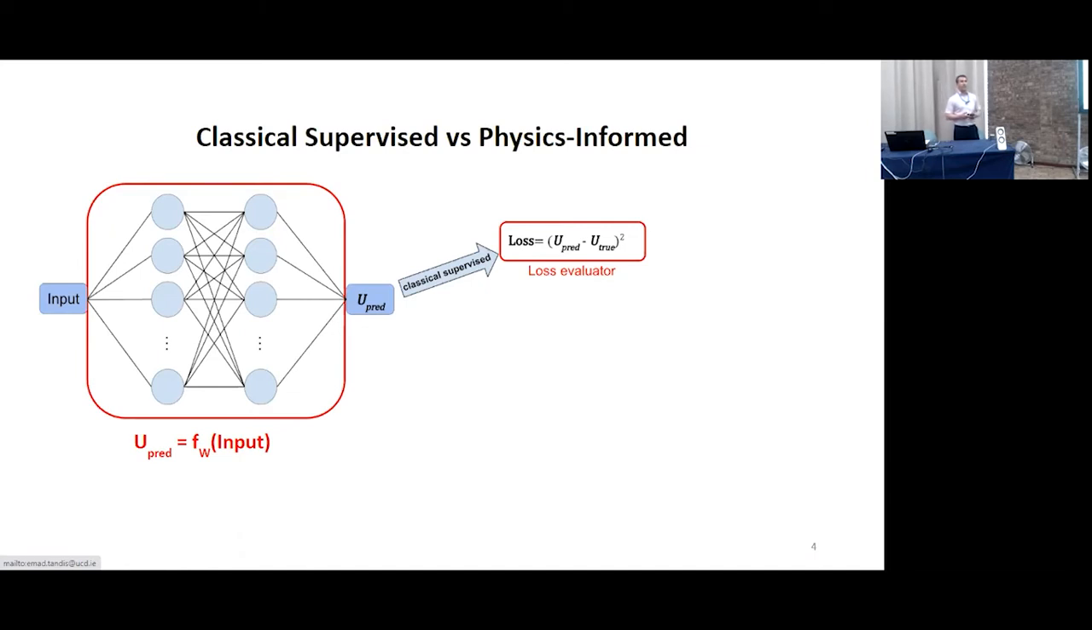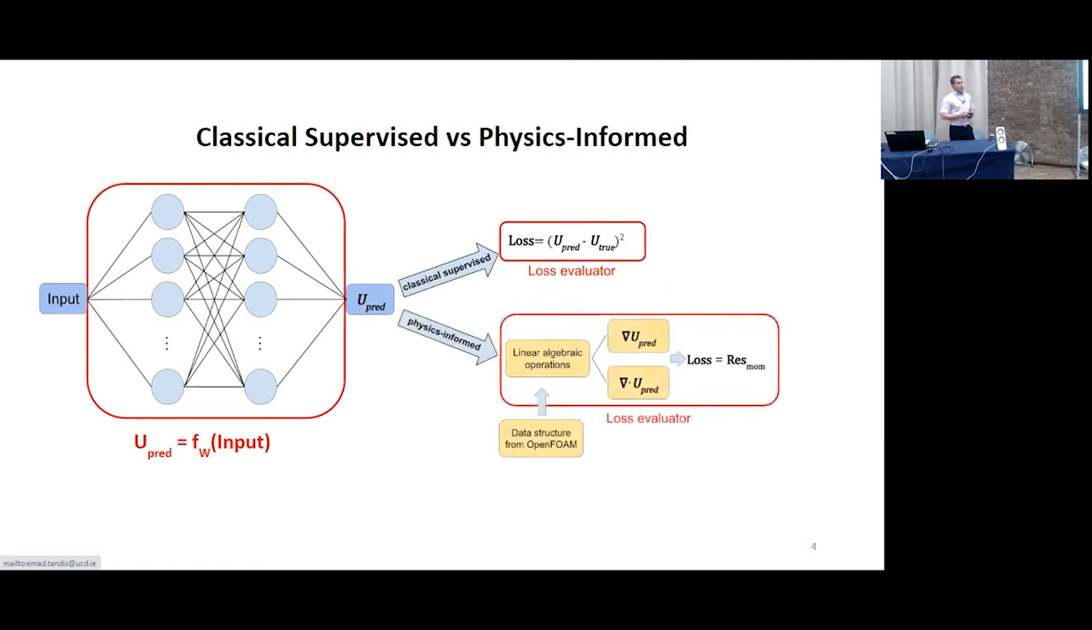So we need to solve many problems before starting the training process, and that requires time. Another approach is physics-informed. For physics-informed, we define the loss as the residual of the governing equation. In that way, we avoid using true data, but it also requires evaluating gradient and divergence operators, which requires some tricks. There is a method called PINN, which uses automatic differentiation in order to evaluate this gradient and divergence.